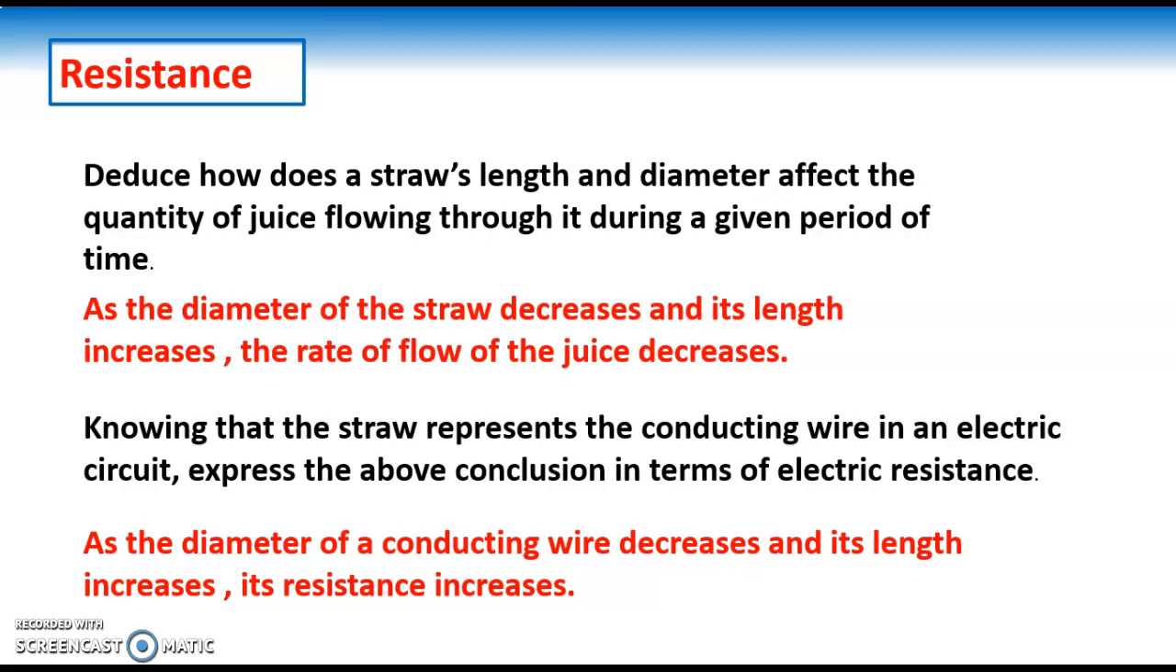Knowing here that the straw represents the conducting wire in an electric circuit, express the above conclusion in terms of electric resistance. So how can we relate the above conclusion to the electric resistance? Simply here the straws represent the conducting wires. So, instead of saying straw, as the diameter of a conducting wire decreases and its length increases, its resistance increases.